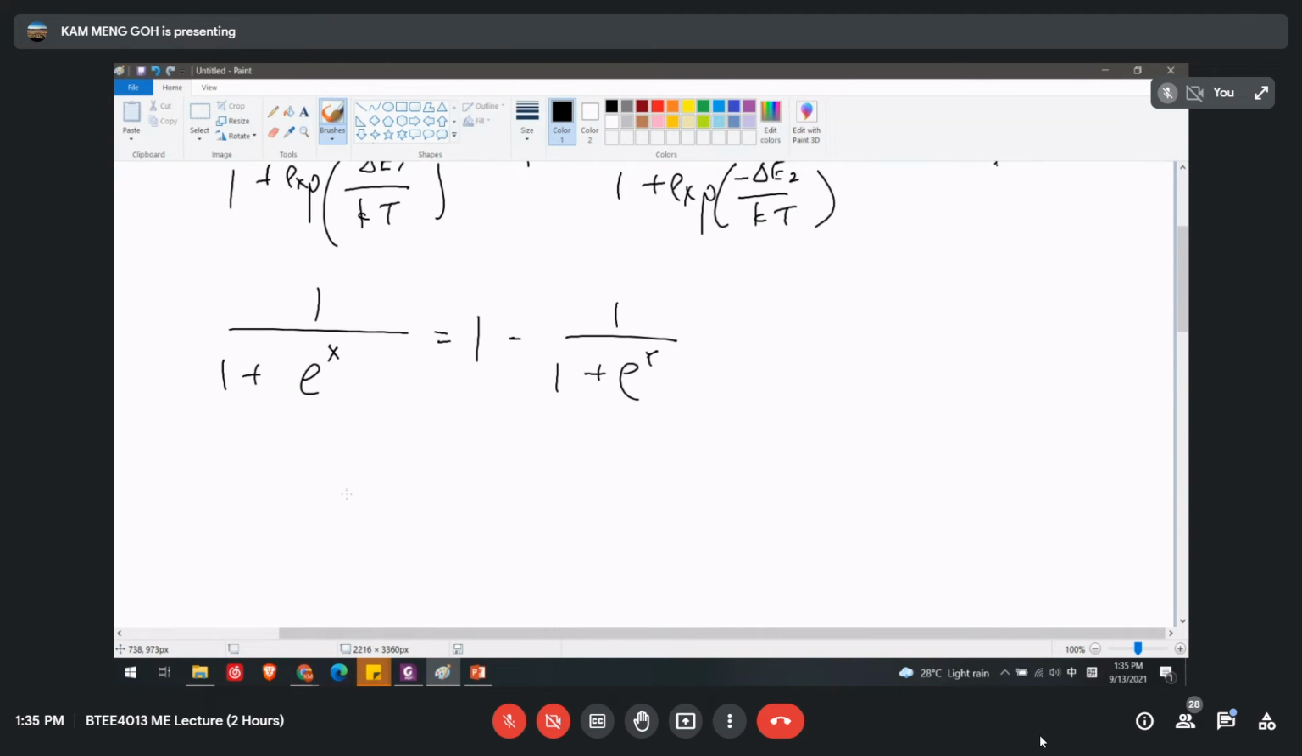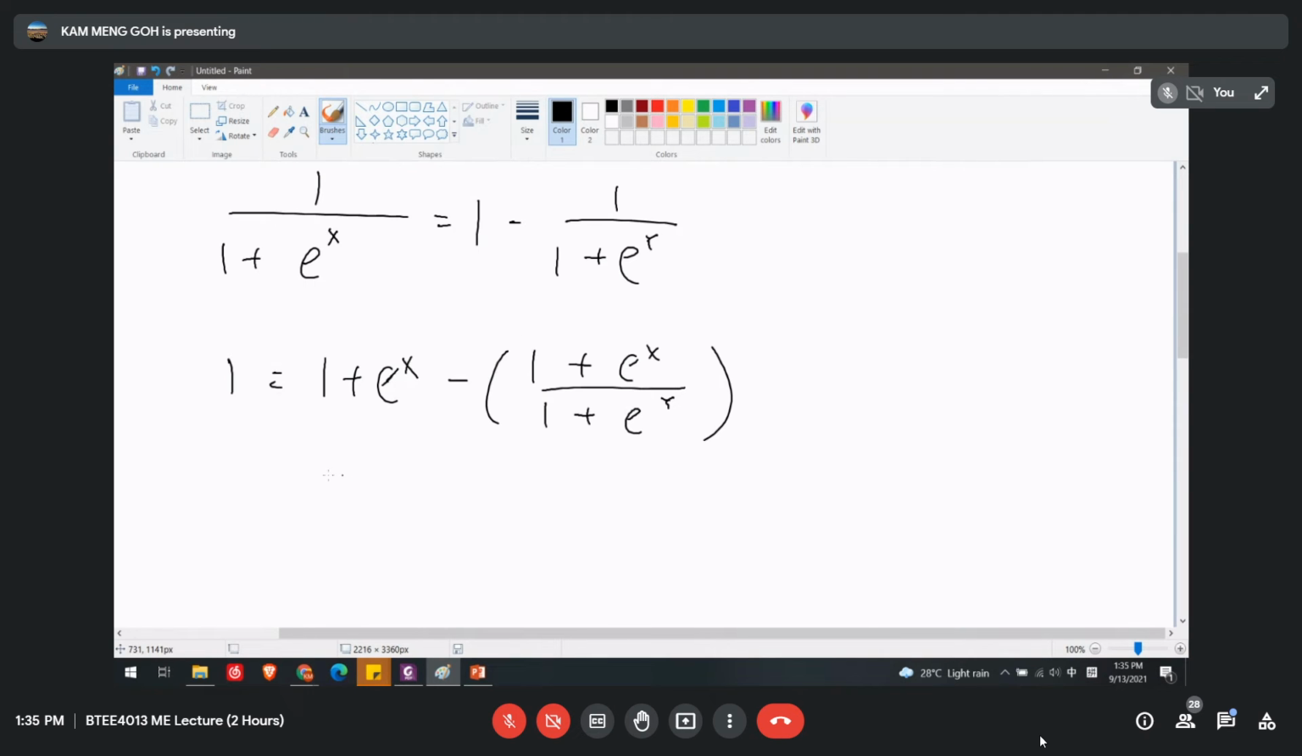Okay, then we are trying to do the multiplication. 1 equals 1 plus e^x minus 1 plus e^x, 1 plus e^y. And then we try to move here. 1 plus e^y equals 1 plus e^y plus e^y e^x.